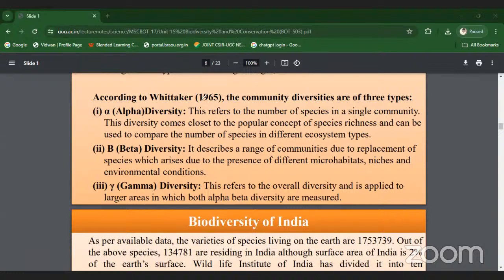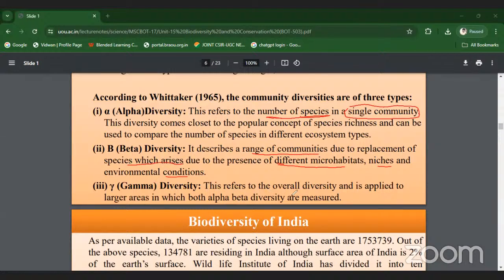The alpha refers to the number of species in a single community. Beta describes the range of communities due to replacement of species, which arises due to the presence of different microhabitats, niches and environmental conditions. It is the range of communities due to replacement of species.